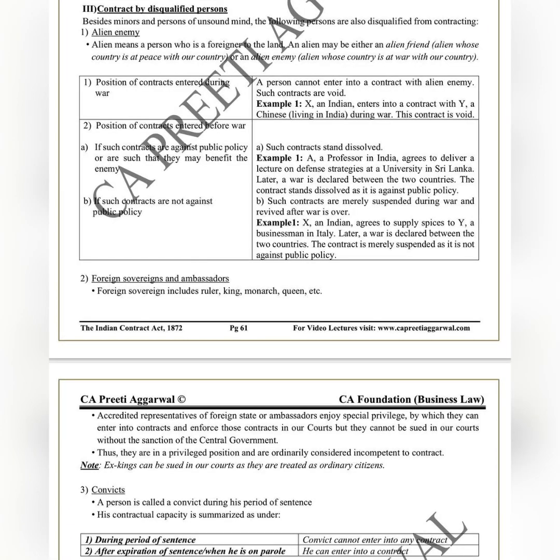What about contracts by disqualified persons? First, let us understand who are disqualified. So we have alien enemy, foreign sovereigns, ambassadors, convicts, insolvent, or any company or statutory corporation formed under a separate act of parliament. Now, alien enemy.